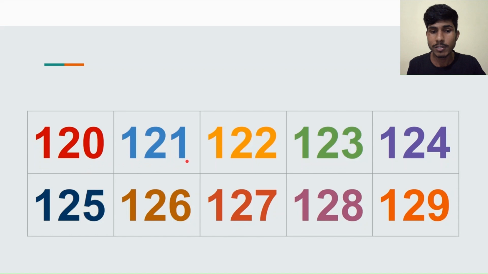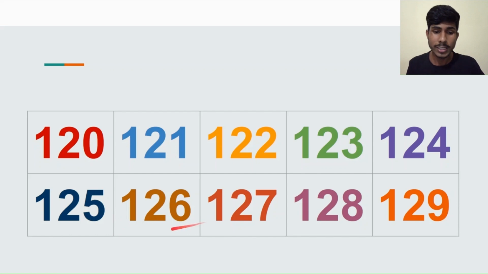And we need to change this 1 to 2, we'll get 122. And we need to change this 2 to 3, we'll get 123. Again the rightmost digit needs to be changed, that means you'll get 4, that is 124. Now you need to change this 4 to 5, you'll get 125. Now you need to change 5 to 6, so you will get 126.